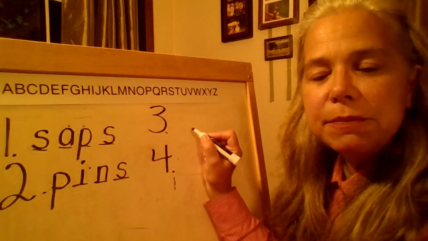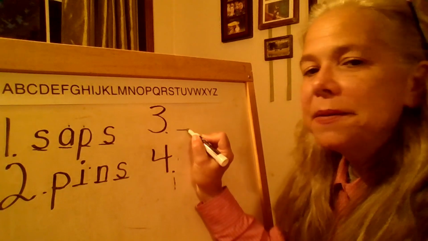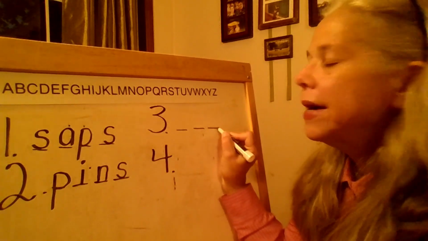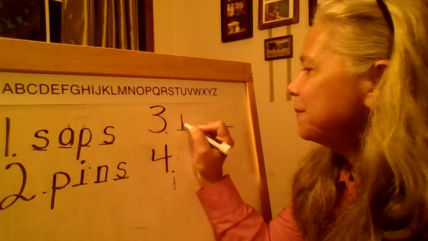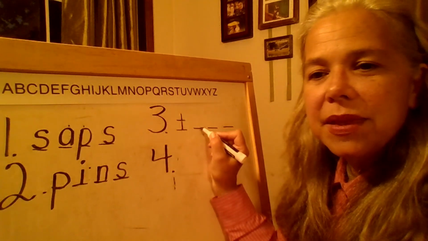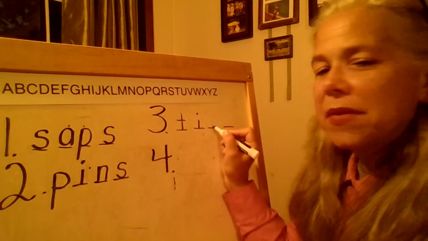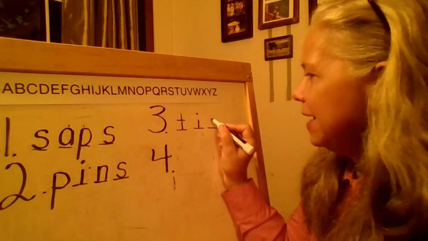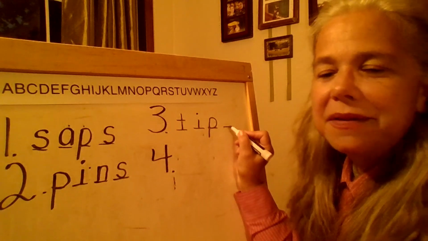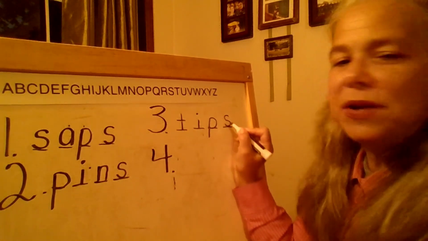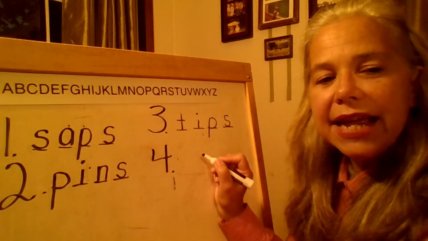Our third word is tips. Repeat that word. All right, let's say it slowly and make a line for each sound we hear. T. I. P. Okay, what's a T? A T. I. P. S. Very nice. Read that word. Tips.